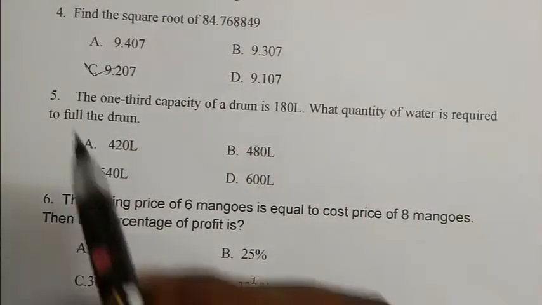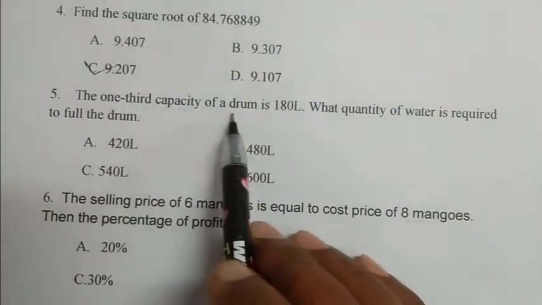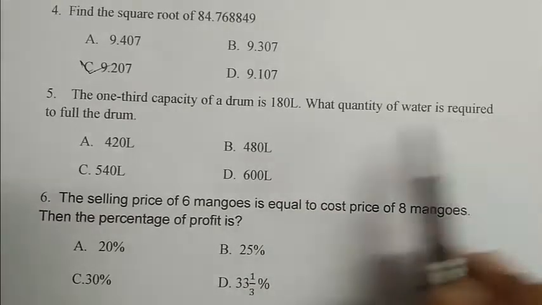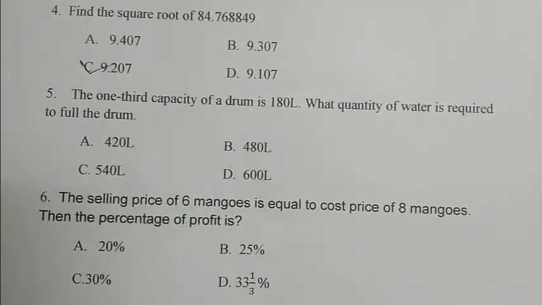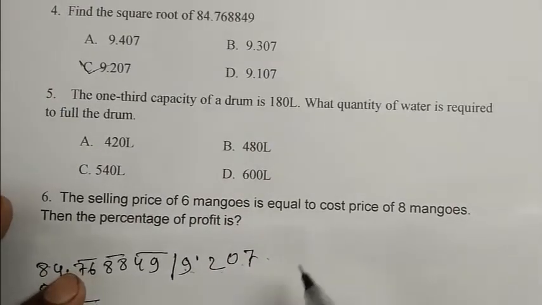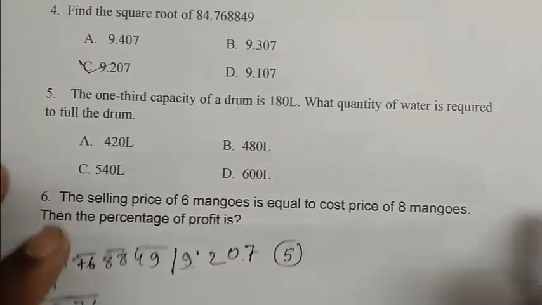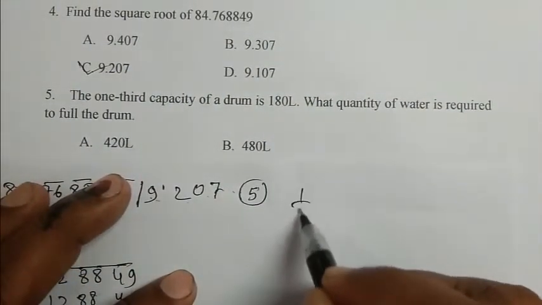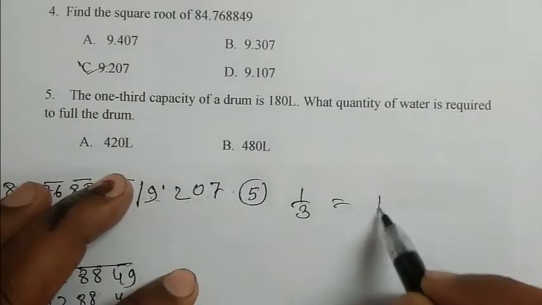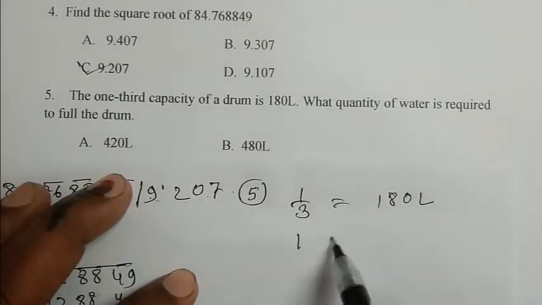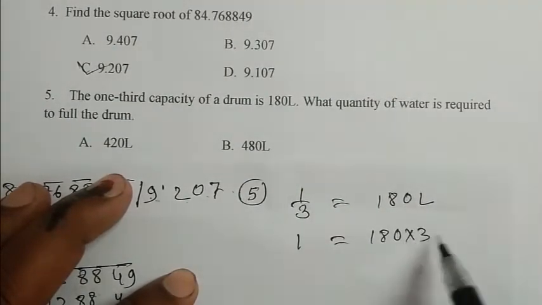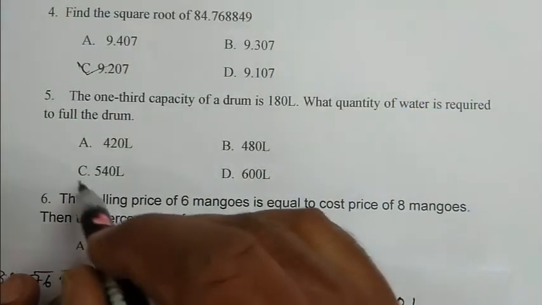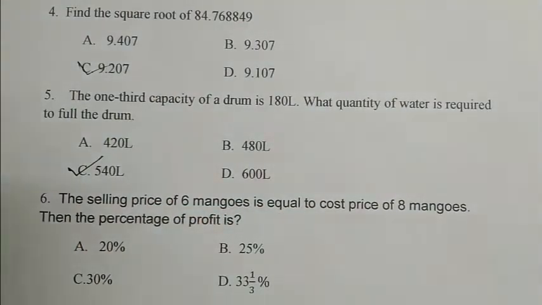Question number 5. The 1/3 capacity of a drum is 180 liter. What quantity of water is required to fill the drum? So 1/3 is equal to 180 liter. 1, that is equal to 180 into 3 liter, that is 540 liter. So C is the right answer.